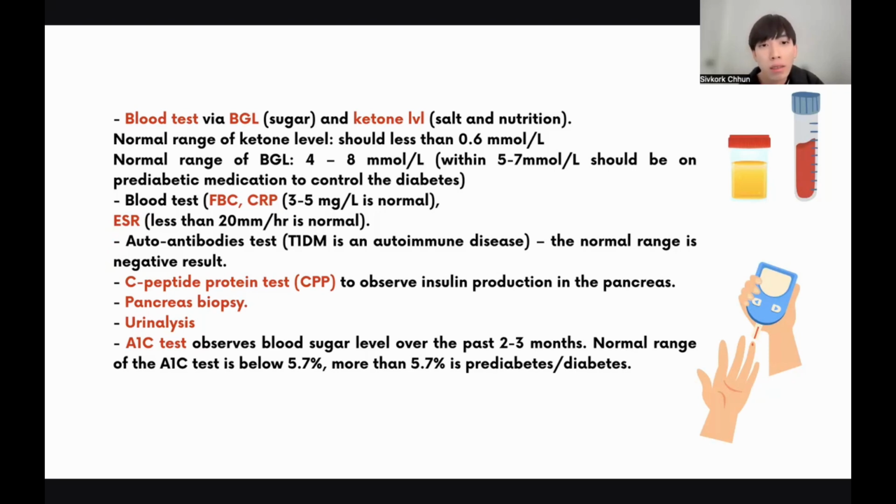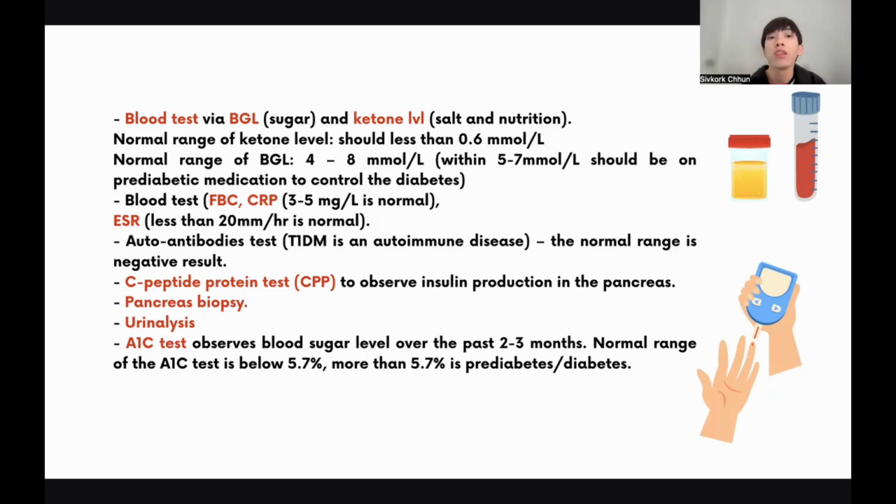Other antibody tests: because type 1 diabetes mellitus is an autoimmune disease, the patient may need to order antibody tests to check the normal range. If it's negative, it means it's normal.